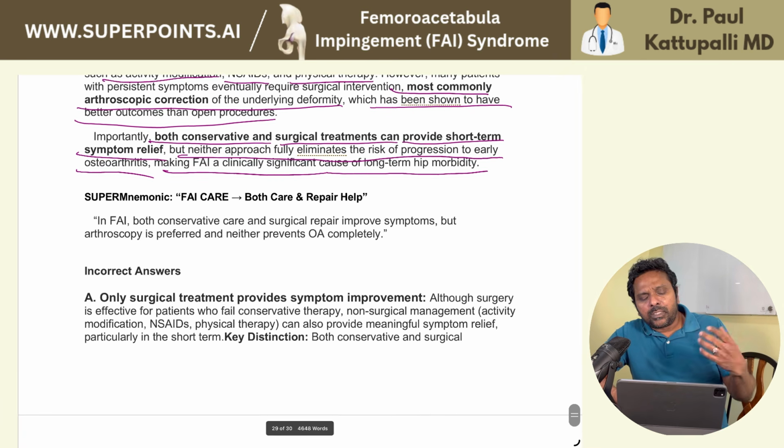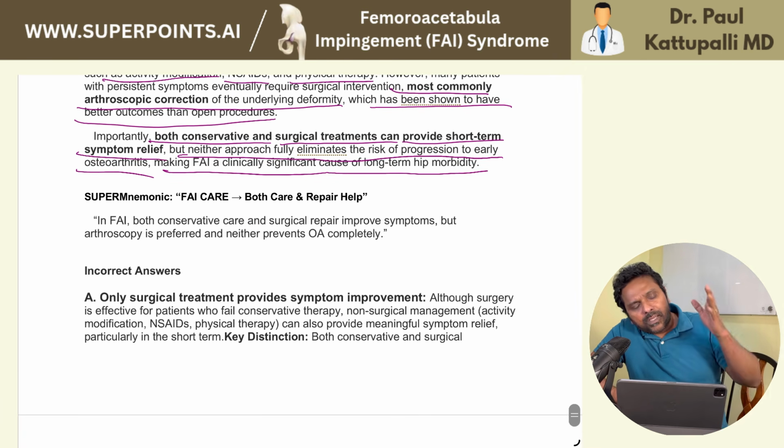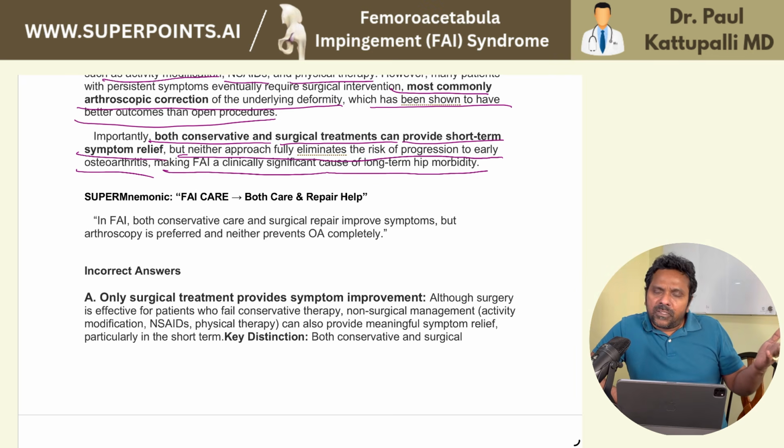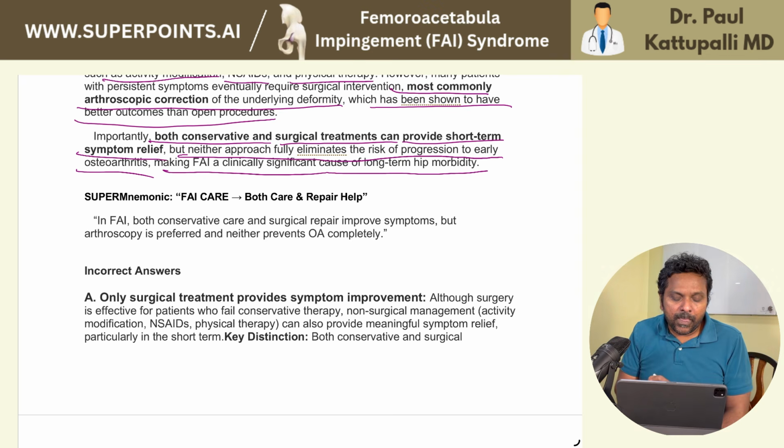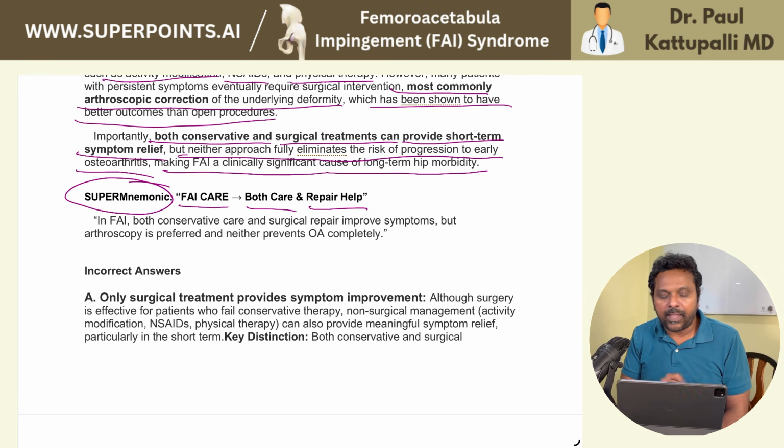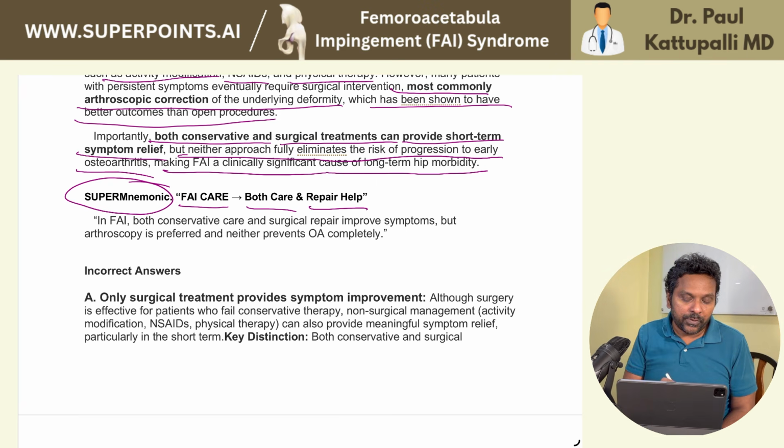So, when you are giving treatment, always tell patients that, well, osteoarthritis can still happen, whether you go through non surgical or surgical treatment. But the good news is the risk is reduced. So, how do you remember? The super mnemonic is here is FAI care, both care and repair help. All right. So, FAI care, both care and repair. That means non-surgical care, conservative treatments will help, repair, surgical repairs, both will help you.